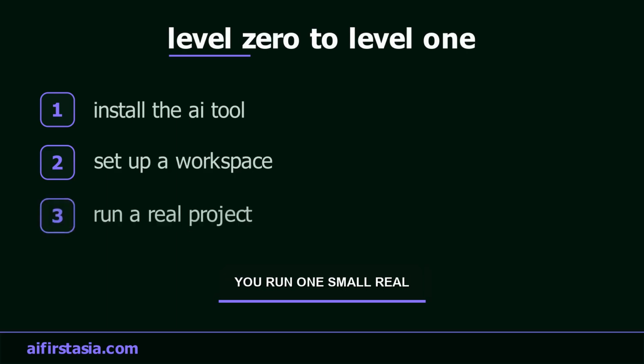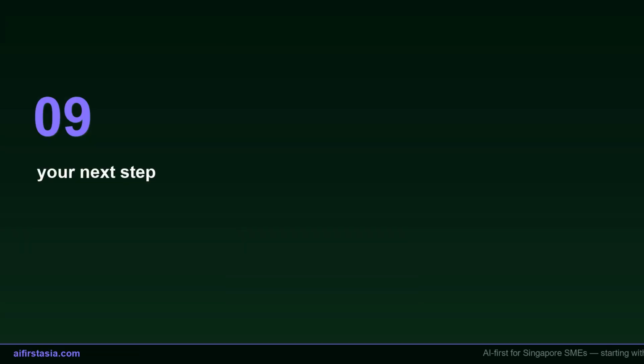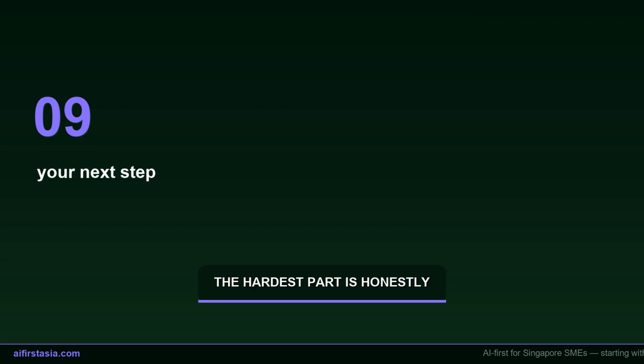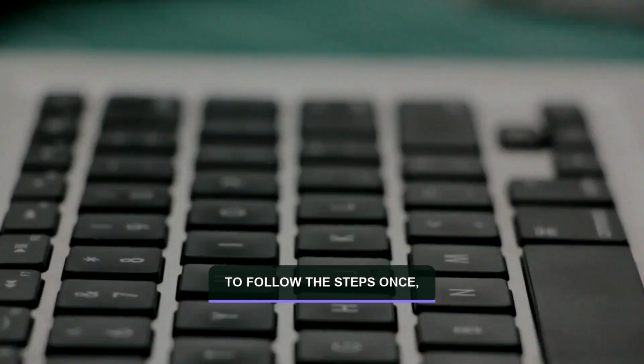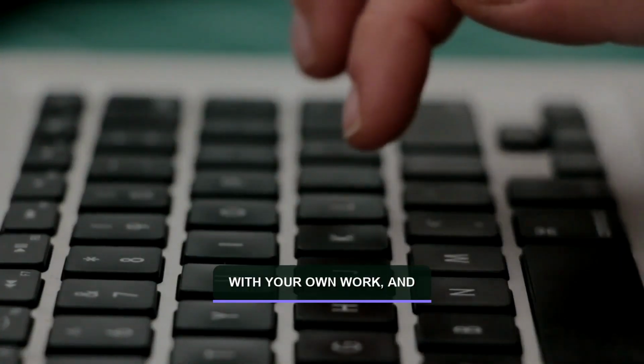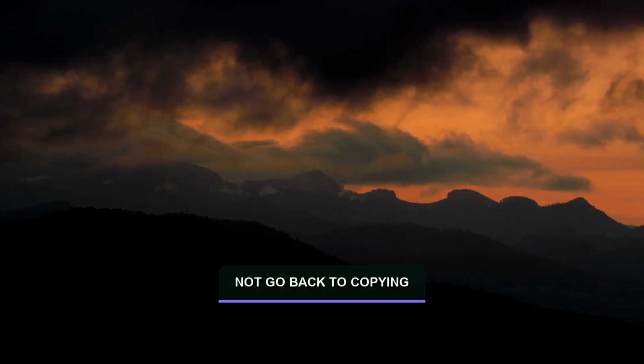Then you run one small real project with your own files from start to finish, so you feel the difference for yourself instead of just hearing me describe it. And finally, you save that project as your first skill, so the second time costs you almost nothing. It is 4 steps, and the hardest part is honestly just deciding to begin. You do not need to be technical, and you do not need to understand how any of it works under the hood. You just need to follow the steps once, with your own work, and let the result speak for itself. Once you have, you do not go back to copying and pasting.